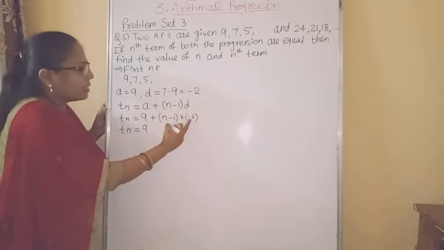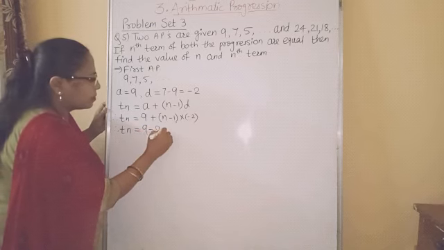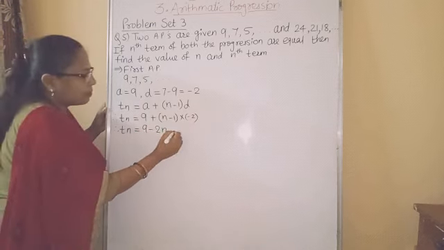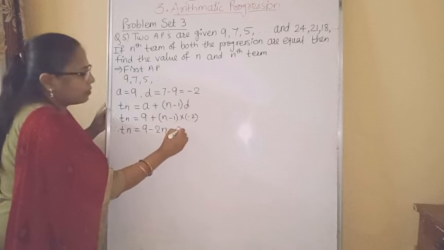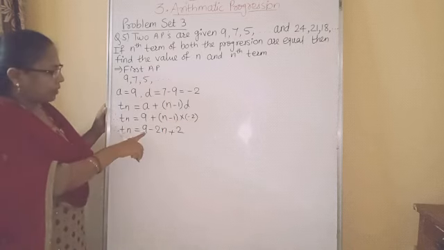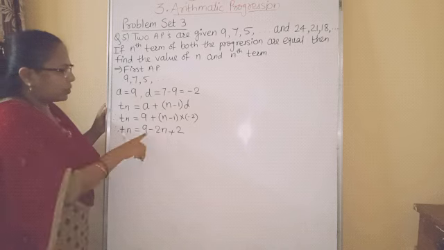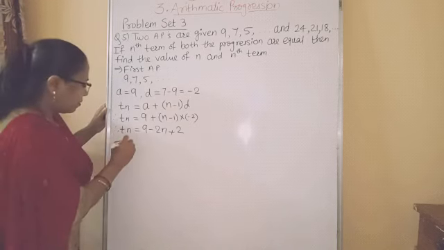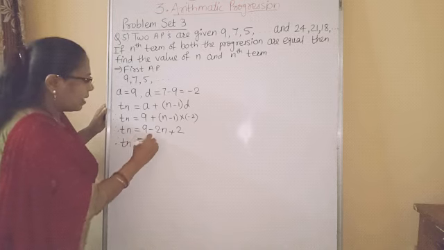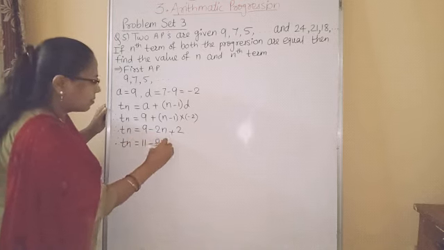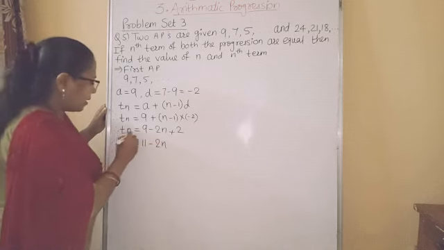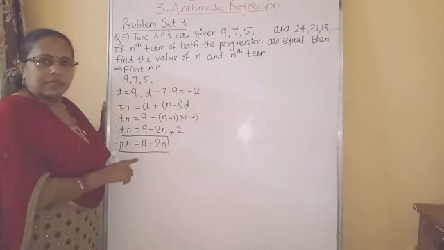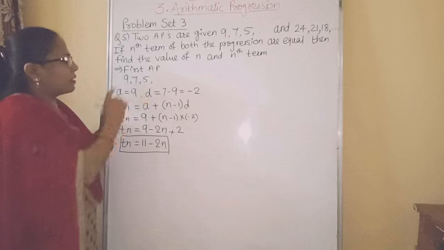So n into minus 2 we will get minus 2n. Then this minus into minus gives plus, 2 1s are 2. Okay, now we have to do this 9 plus 2, 9 plus 2 is 11. Therefore Tn is equal to 11 minus 2n. This is the nth term of the first AP.